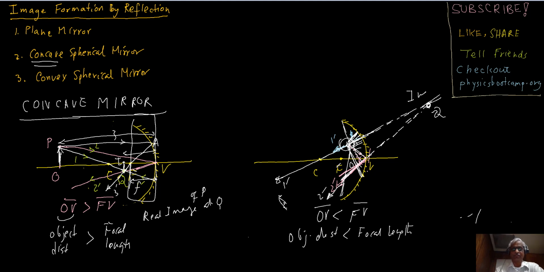How about the third ray? We can do the third ray. Let's look at this. The third ray is something that comes out parallel and is going to go through the focal point. So this one will go through the focal point. So if I extend this, it's going to meet all the other rays at this point. So this was a real image. This is not where the rays are meeting, so this is going to be a virtual image.